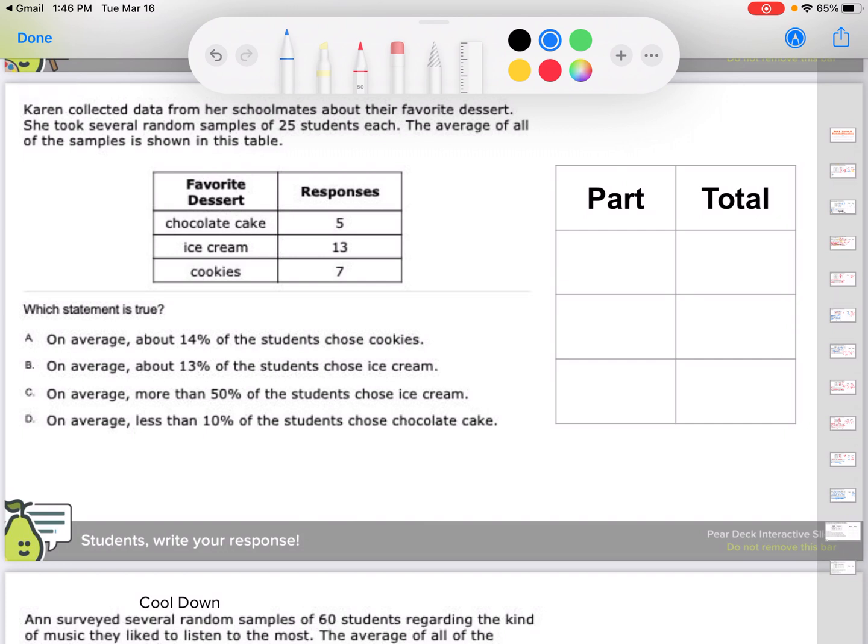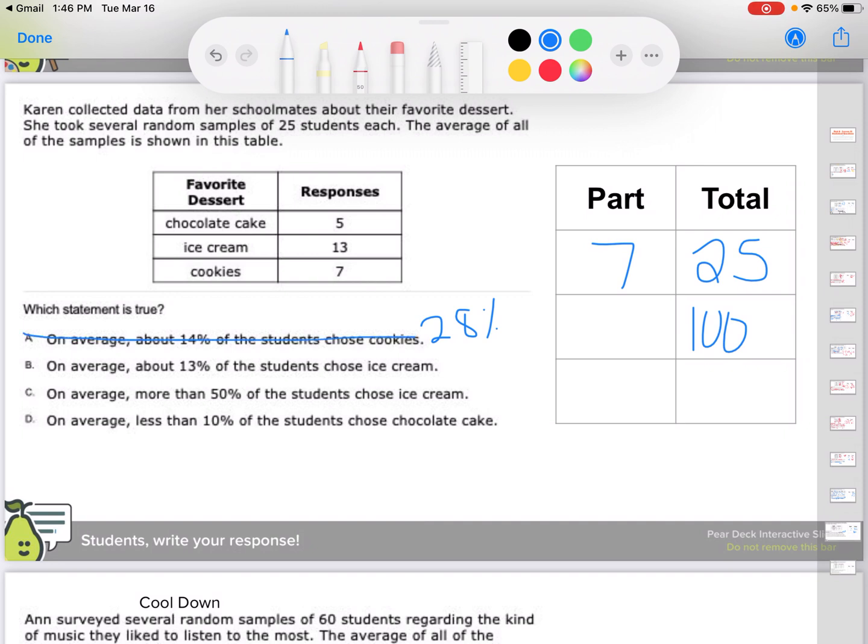The last one I'm going to do is talking about cake. So Karen collected data from her schoolmates about their favorite dessert. She took several random samples of 20 students each. The average of all the samples is shown in the table below. Okay, so on average, 14% of the students chose cookies. Well, I know that I have 100, I know 25, and I know that cookies was 7. So 100 divided by 25 is 4. 4 times 7 is 28. 28%. So A is out.